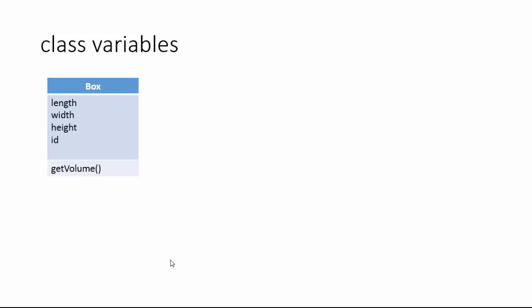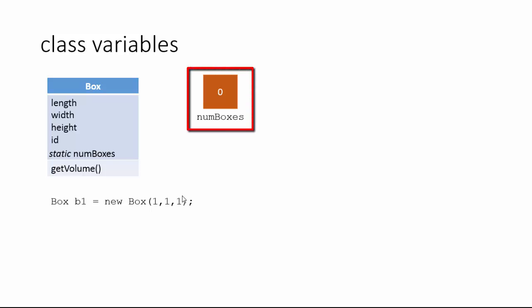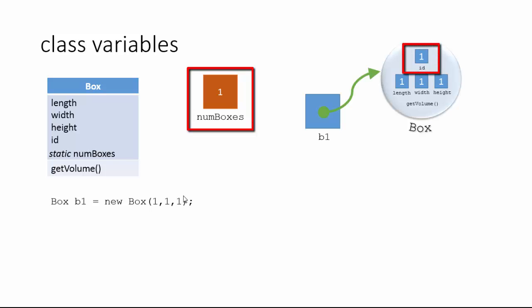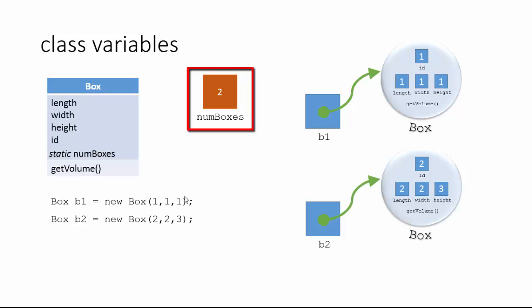For this, we need a class variable, numBoxes, and we will modify our constructor code to increment this variable and assign the value to the Box object. When b1 is created, the constructor code will increment the class variable numBoxes and assign the value to the object's ID variable. Now numBoxes contains 1, the number of boxes that have been created so far, and our first Box object has an ID of 1. When b2 is created, numBoxes is incremented to 2, and this value is assigned to the Box's ID variable.